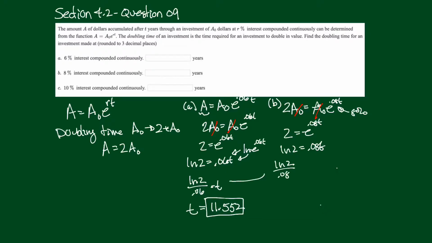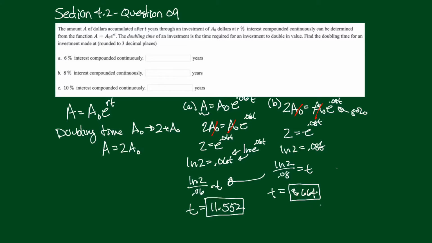Now look, that looks very much like the last one. At 6%, we had ln2 over 0.06. Now we're at 8%, we got ln2 over 0.08. That's equal to t. Now, when I did that, rounding to 3 decimal places, I got 8.664 years. So if you're at 6%, it takes 11.5 years to double your money. If you're at 8%, it takes a little over 8.5 years.